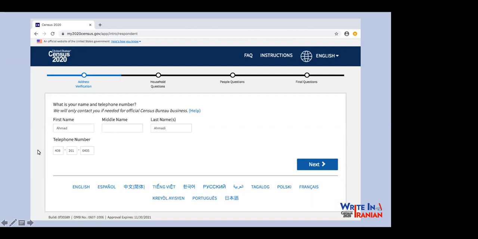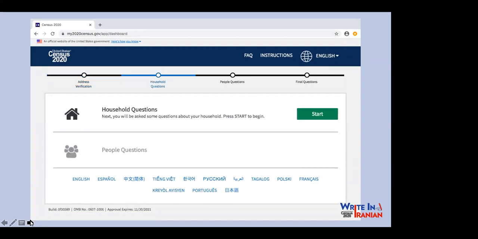Now, it is really important to mention that the census data is completely confidential. So your information will not be shared with anybody outside the Census Bureau. And the reason they want your phone number is just in case they need to contact you about some data in the census questionnaire. They would use that, but they would never ever share your information, your phone number, or any other data you entered in the questionnaire with any outside party.